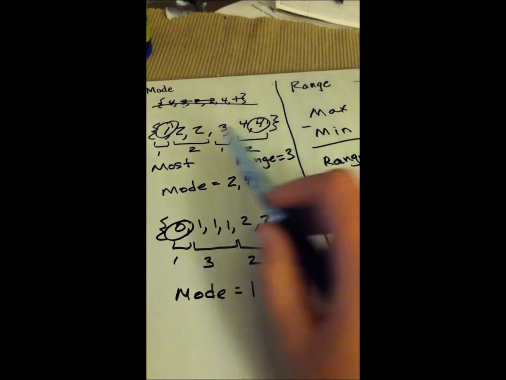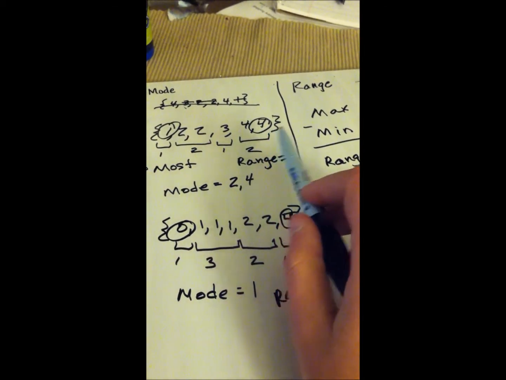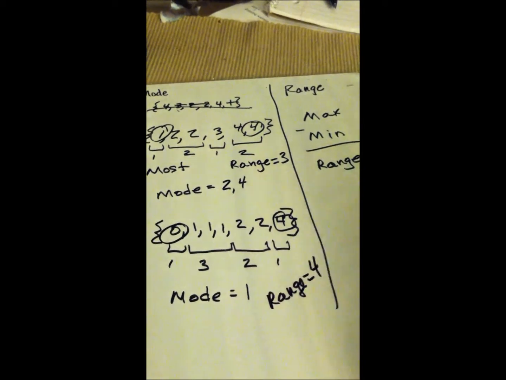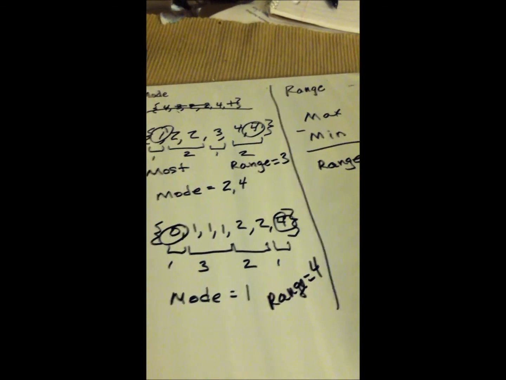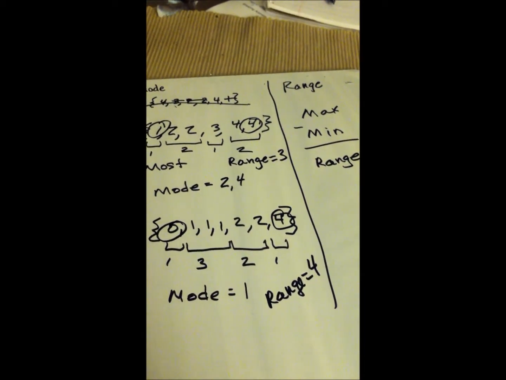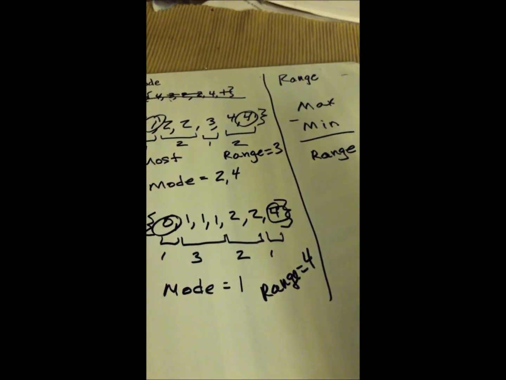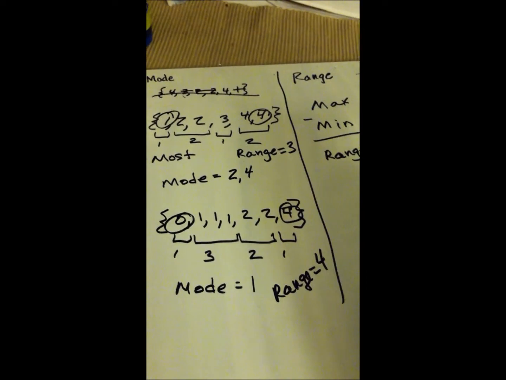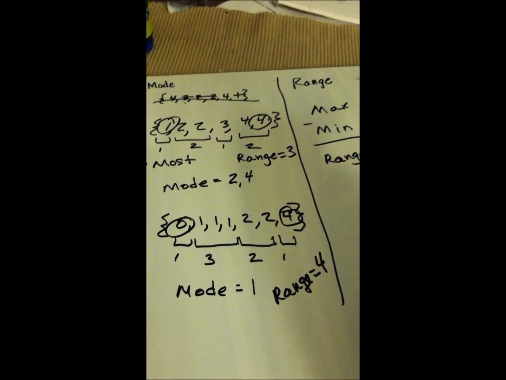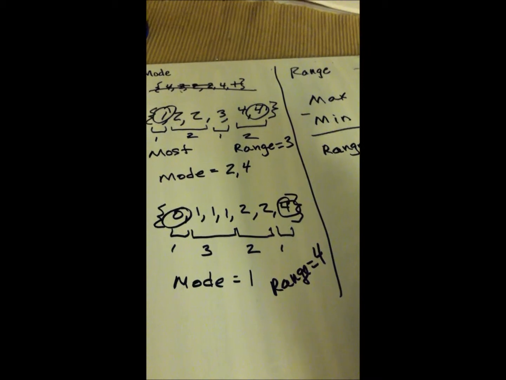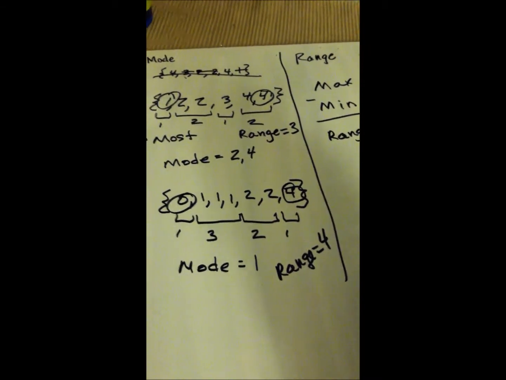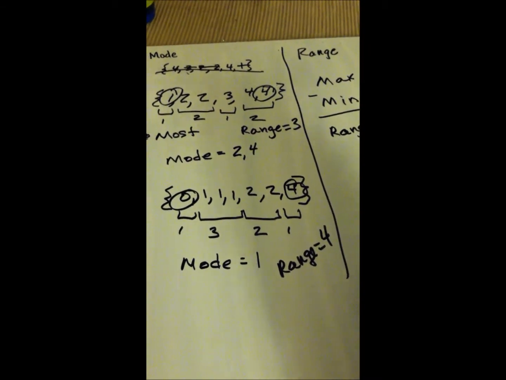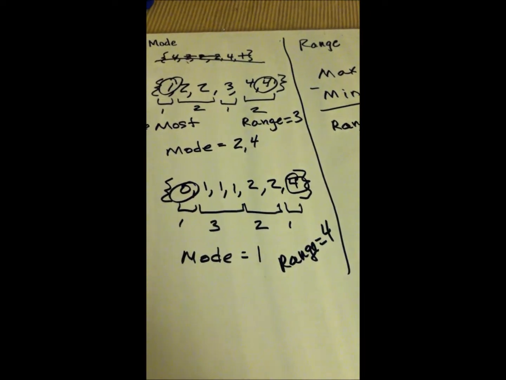You just need to put your numbers in order, and then maximum minus minimum is how you're going to get your range. Good luck. There should be a worksheet for you to practice identifying mean, median, mode, and range. Work on that worksheet, and once you finish that, the quiz will be ready for you. Just let me know. Good luck.